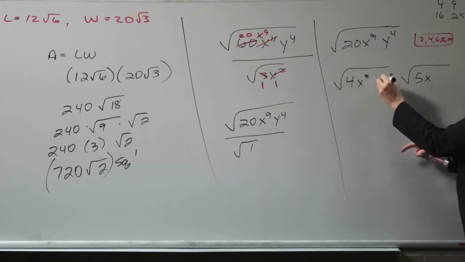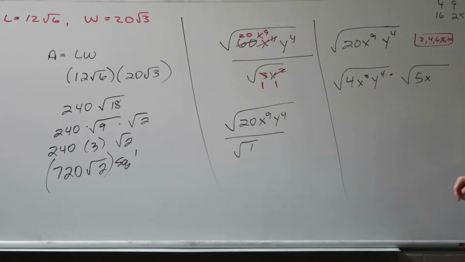Y to the 4th is perfect. If he's perfect, don't mess with him. Kind of like a good date, you know? Okay, if he's perfect, don't mess with him. Well, whatever. All right, here we go.